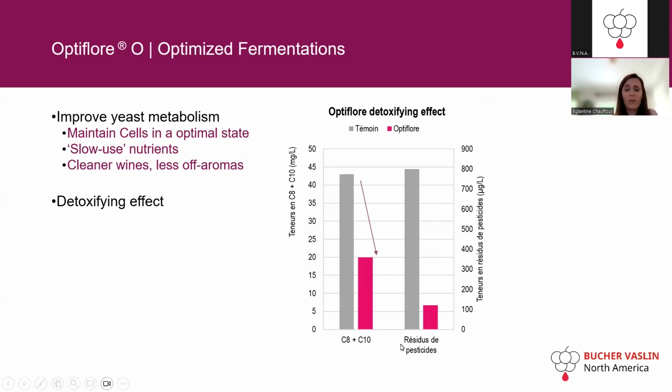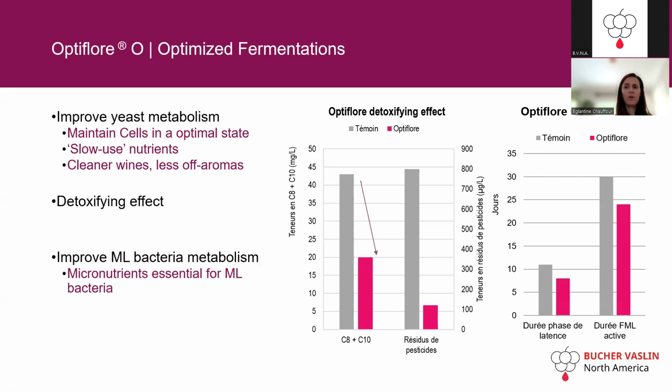So here we're actually looking at C8, C10 compounds, which are basically some fatty acids that the yeast will produce when she's stressed. They are fatty acids that are inhibitory for malolactic fermentation, or inhibitory if we want to do a second fermentation in the case of sparkling wine. So it is very important to have very low concentration of these compounds. And we are also looking at the residue of pesticides here, which can sometimes be a problem for malolactic or for second fermentation or even first fermentation. So when we use Optiflor O, which is the pink one, we reduce in a very significant way the C8, C10, and even more the amount of pesticide we find in the wine.